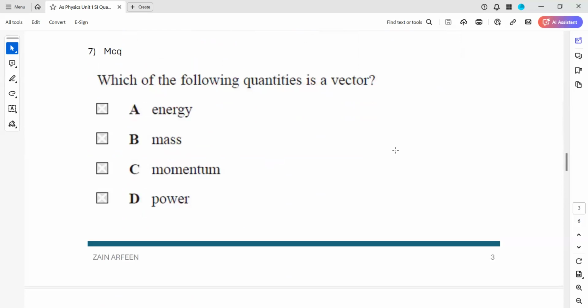Which of the following quantities is a vector? Energy is a scalar quantity, mass is a scalar, momentum is a vector, power is a scalar. So 7C should be the right answer.